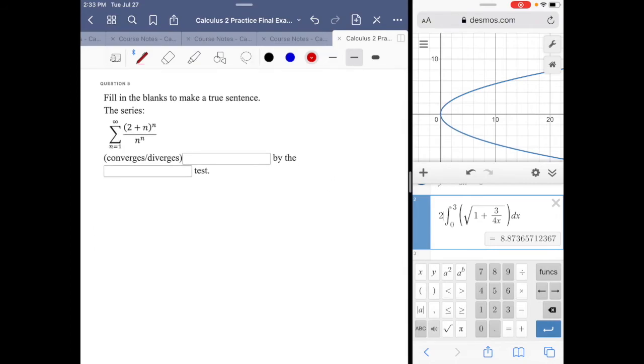All right, number 8. Fill in the blanks to make the true sentence. It's either going to converge or diverge, and it's going to do that by one of the tests. Now, I see both parts are raised to the nth power, so that makes me think that we're looking at the root test. So what I'll do is raise both to the 1 over n power, or take the nth root of the top and bottom.